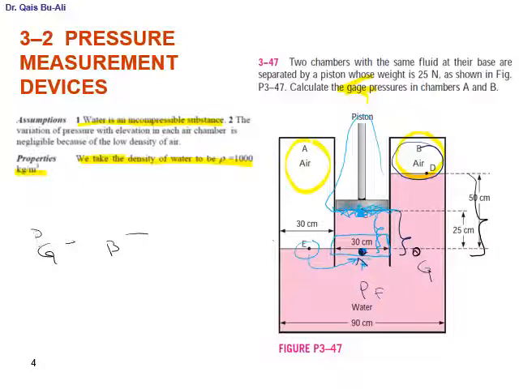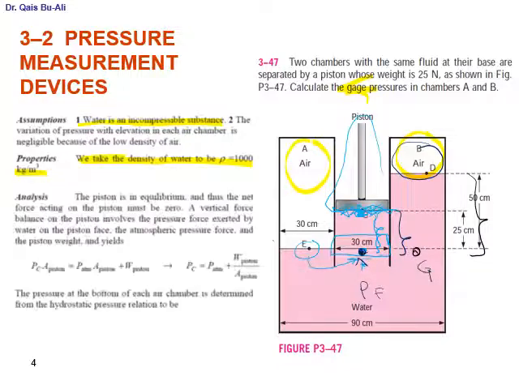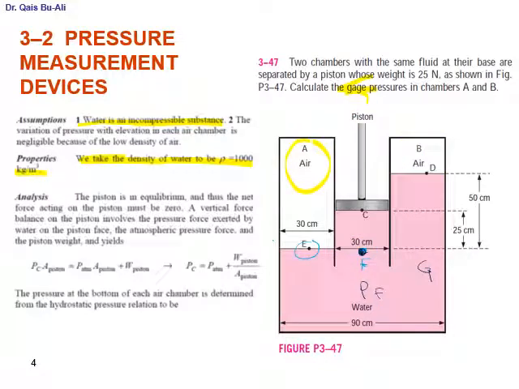But let me just go through the solution with you as given. I'll give you the solution. The piston is in equilibrium. There is no movement here, everything is stable, and thus the net force acting on the piston must be 0. Vertical force balance on the piston.